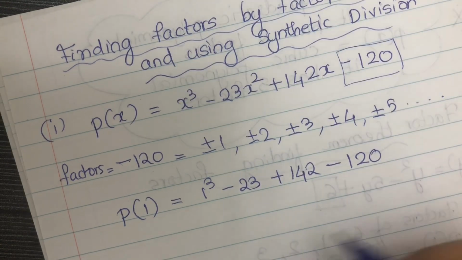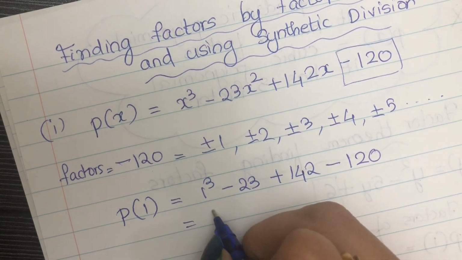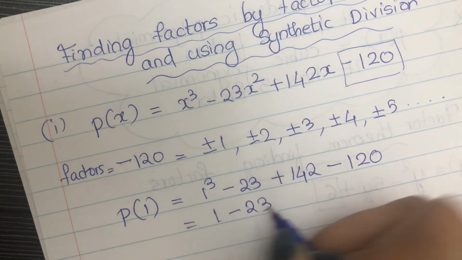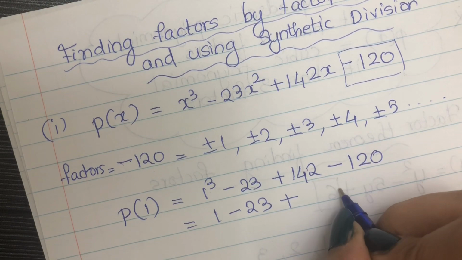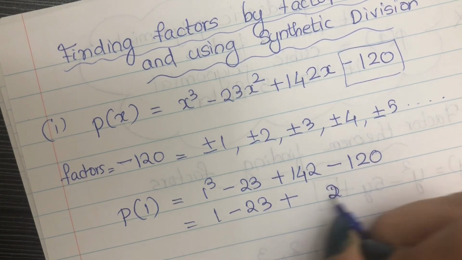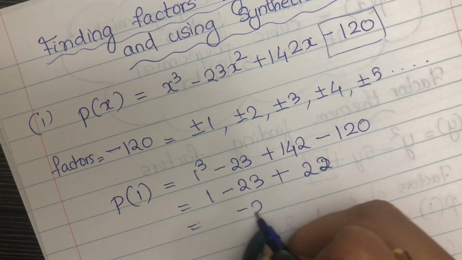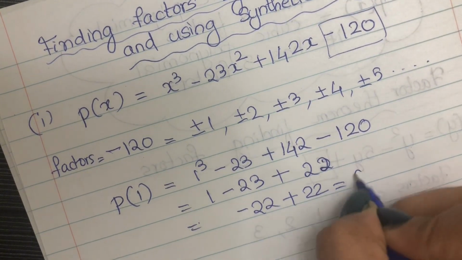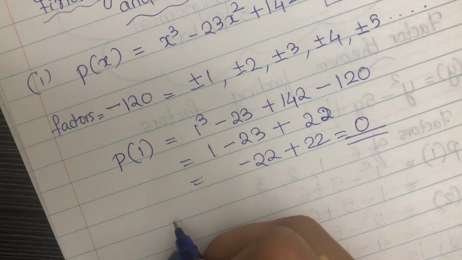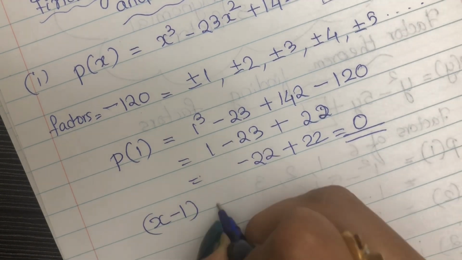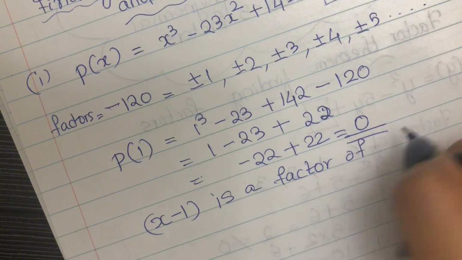And now what? So how much is, okay, this is 1 cube, 1 minus 23 plus 142 minus 120 is what? Is 22. So 1 minus 23 is minus 22 plus 22 is equal to 0. We got P of 1 as 0. So what? X minus 1 is a factor. Is a factor of what?